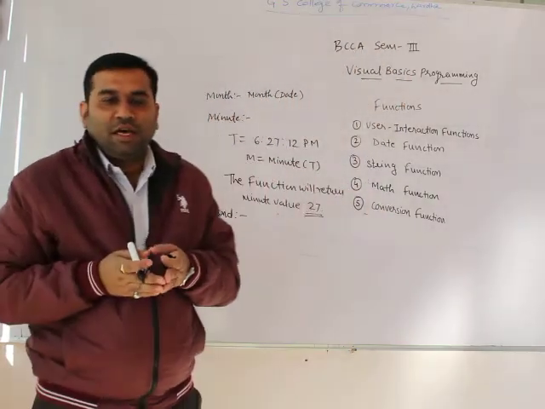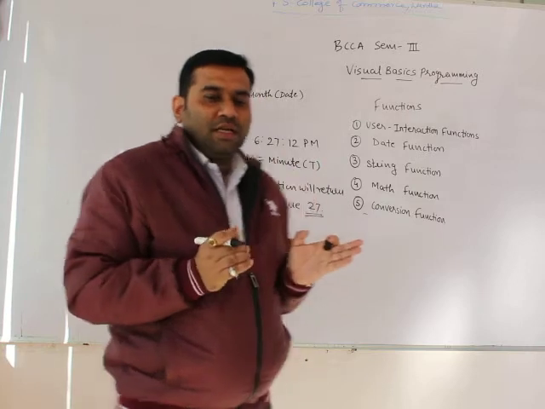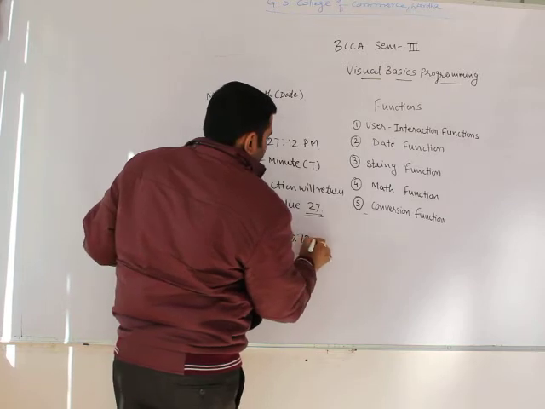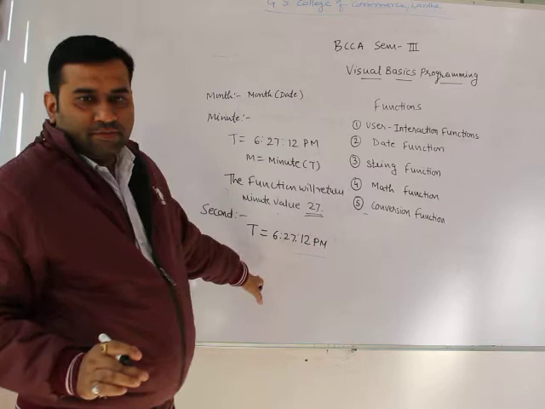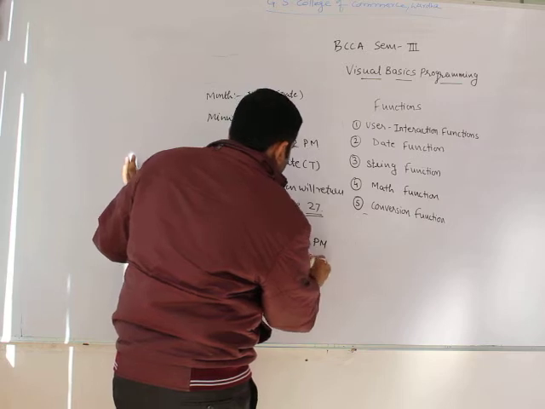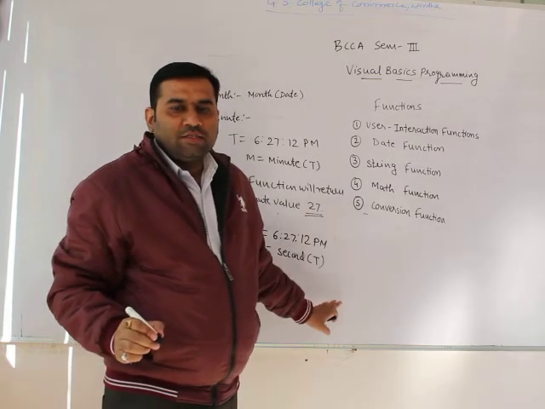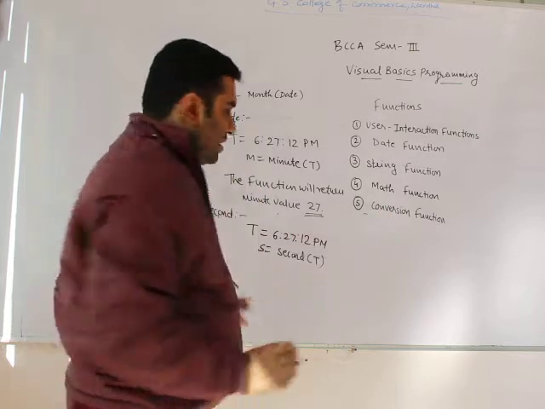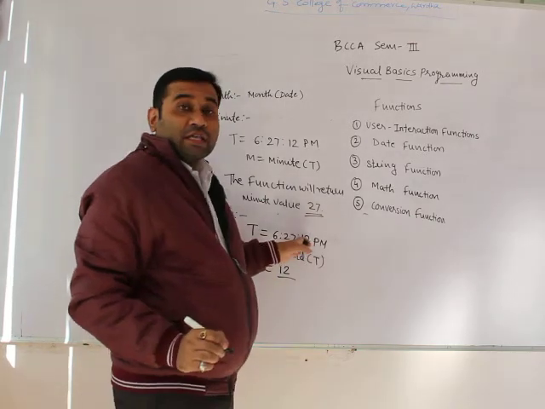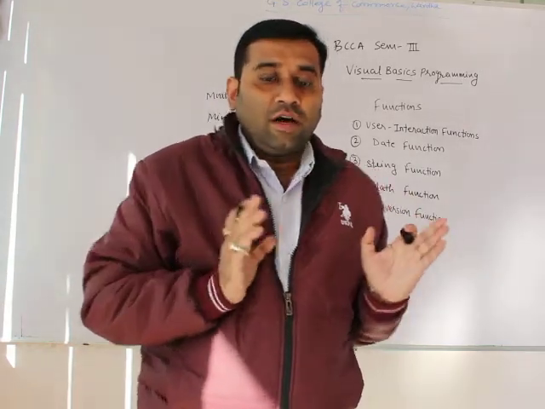This function returns the integer representing the current second of a minute. T equal to 6:27 and 12 seconds. S equal to second of T, and this function will return the second value of the expression, which is equal to 12. This function returns an integer that represents the current second of a minute.